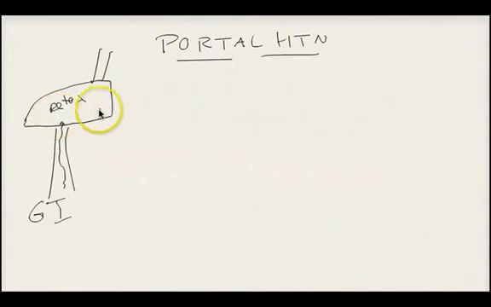Now, normally, the portal vein pressure is anywhere from 5 to 10 millimeters of mercury. If it goes up by even as little as 5 millimeters of mercury, we can develop portal vein hypertension, or portal hypertension. Now, we have several causes.